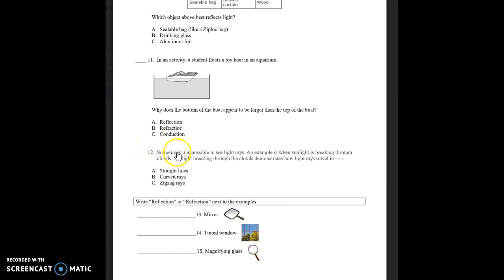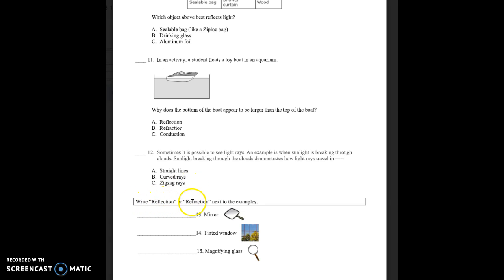Number 12. Sometimes it is possible to see light rays. An example is when sunlight is breaking through clouds. Sunlight breaking through the clouds demonstrates how light rays travel in A. Straight lines. B. Curved rays. C. Zigzag rays.